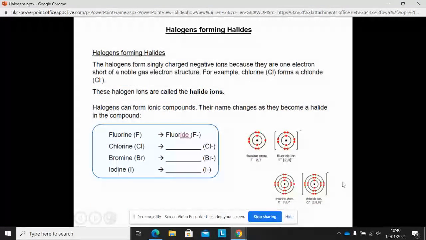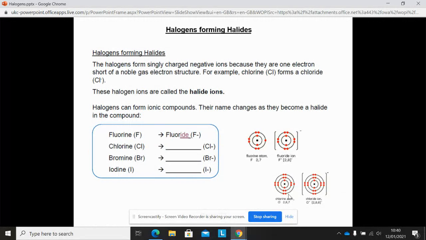All right. So halogens form halides. Again, this is on page 22 of the booklet. The halogens form singly charged negative ions. Important to remember that, negative ions, because they are 1 electron short of a noble gas electron structure. So, for example, chlorine will form chloride ions. And these halogen ions are called the halide ions. So similarly, if fluorine makes fluoride here, chlorine will make chloride, bromine will make bromide, and iodine will make iodide.